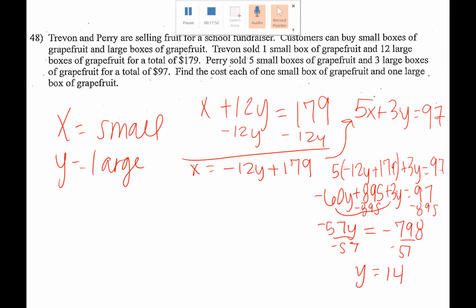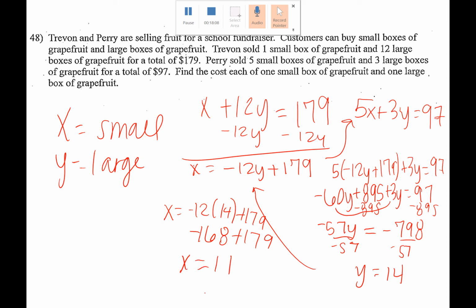So then I'm going to take y and plug it back into here, so x is equal to negative 12 times 14 plus 179. That's negative 168 plus 179, which is equal to 11. So I'll have 11 small and 14 large.